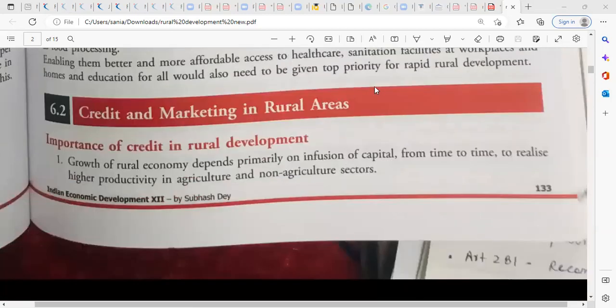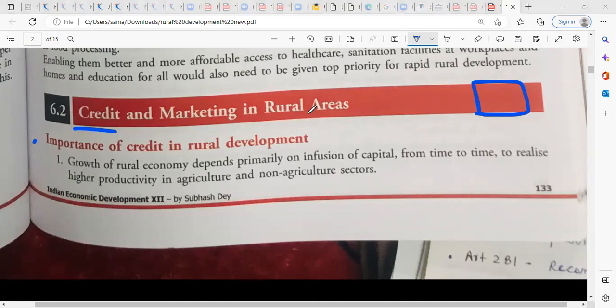Let's start from credit and marketing in rural area. So first thing is, ma'am, what is the importance of credit in rural development? Why do you need credit? Credit is basically, for example, I want to start something, so I want money, right? So credit is basically like I will be taking money.